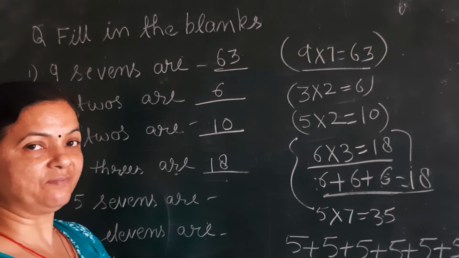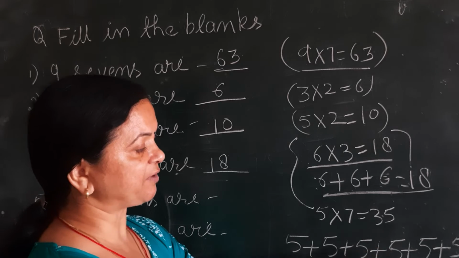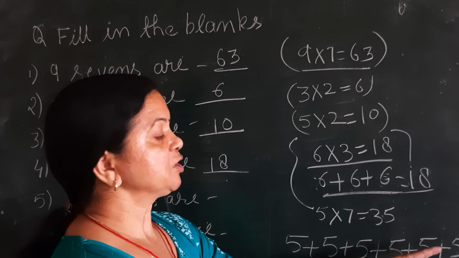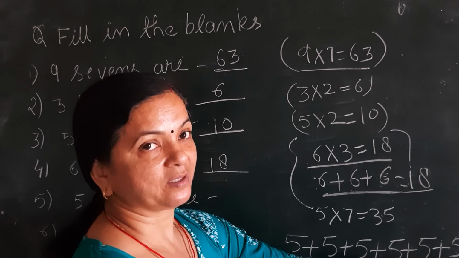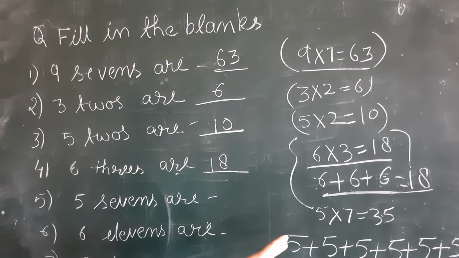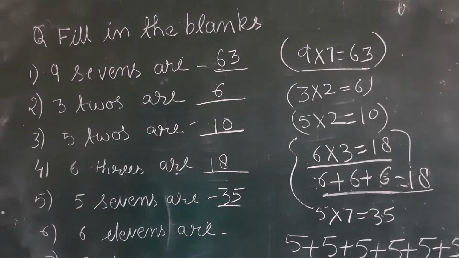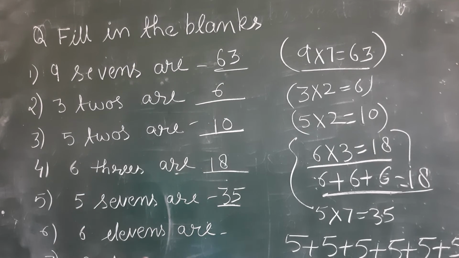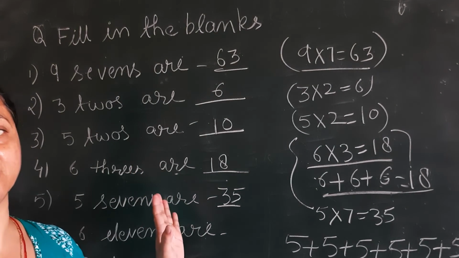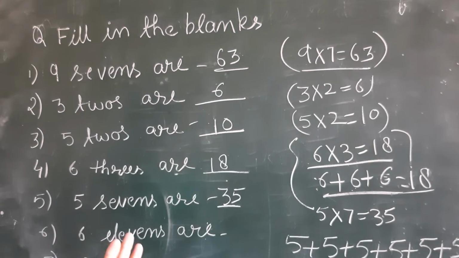And when we add them, we will get the same answer. 5 plus 5 is 10, 10 plus 5 is 15, 15 plus 5 is 20, 20 plus 5 is 25, 25 plus 5 is 30, and 30 plus 5 is 35. We can solve it in both ways, but our answer will be 35. Okay, student, these sums are very easy. Only thing is you should know the tables. You have to learn the tables. For doing multiplication and division, you have to learn the tables, from 2 to 12.